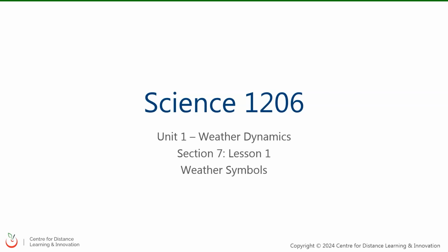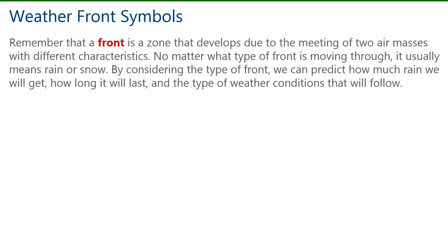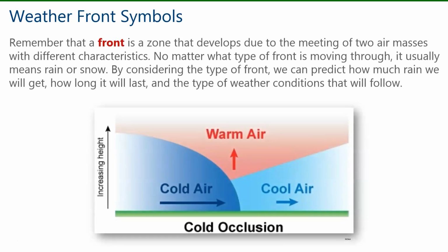Let's begin. The first type of symbols we'll look at are weather front symbols. Remember that a front is a zone that develops due to the meeting of two air masses with different characteristics. No matter what type of front is moving through, it usually means rain or snow. By considering the type of front, we can predict how much rain we will get, how long it will last, and the type of weather conditions that will follow.